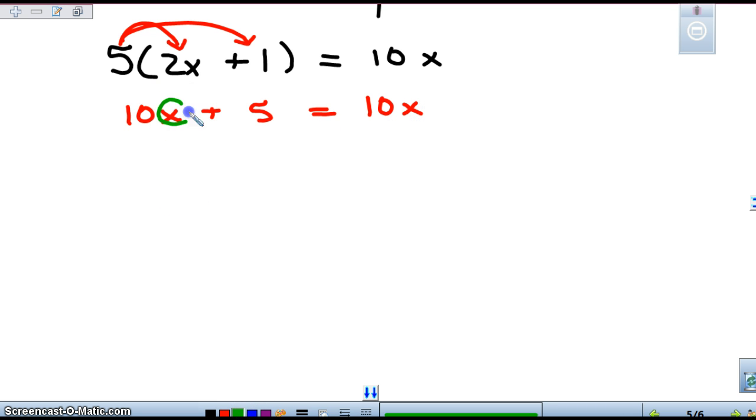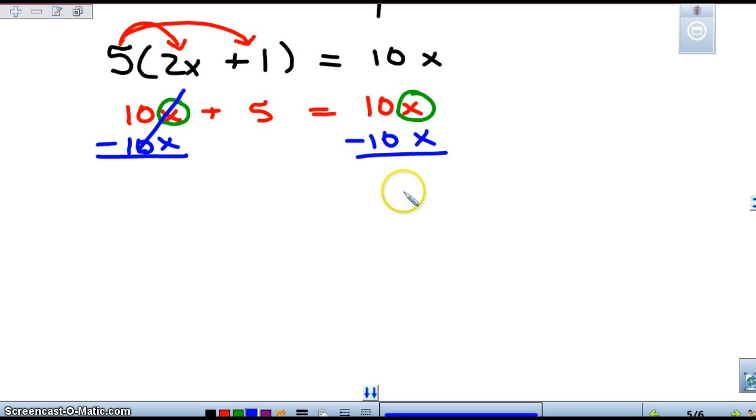Now we want the x by itself. So we have to take the x to one side. I am going to choose to take the x to the right side, because there's nothing with 10x on this side. So minus 10x using the inverse operation. 10x minus 10x is 0. Equal to 5. Is this true? No. This is not true. Therefore, there is no solution.